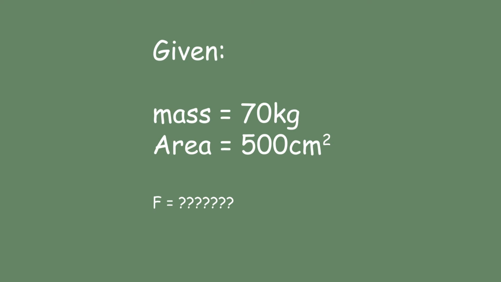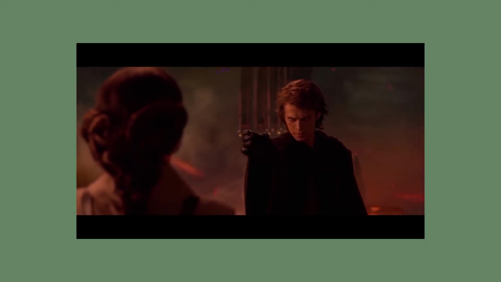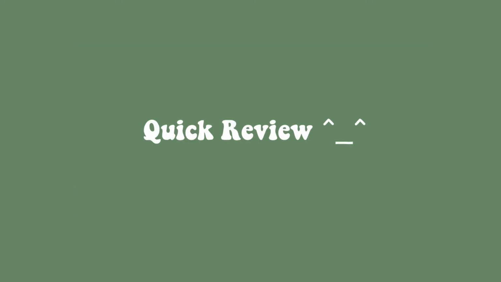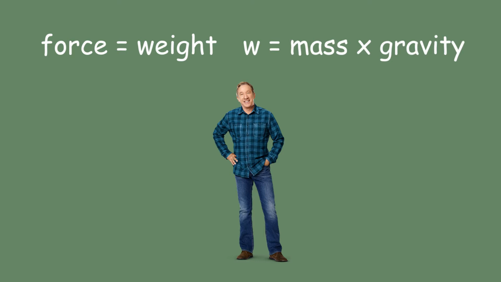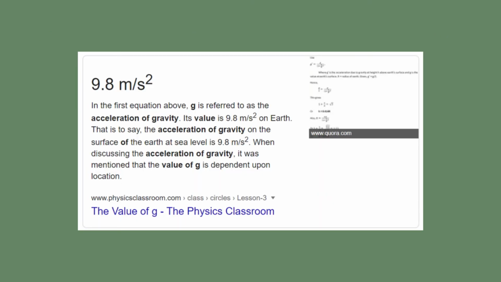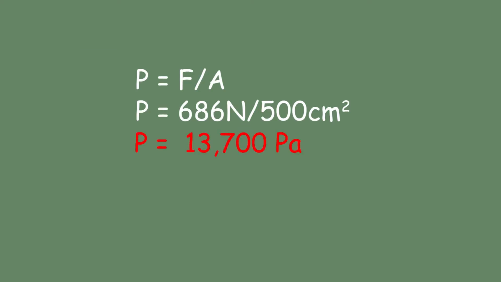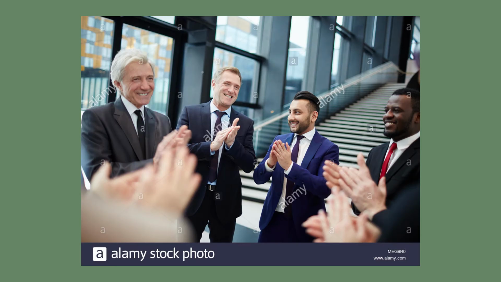We are given the mass and the surface area, but how do we get the force? Quick review. Since you are standing still, force is equal to weight. In order to get weight, you multiply the mass of an object by the acceleration of gravity, which is 9.8 meters per second squared. So now that we have the force, all that's left is to solve for pressure, which is 13,700 pascals. Congrats, now you know how to solve for pressure using the given equation.